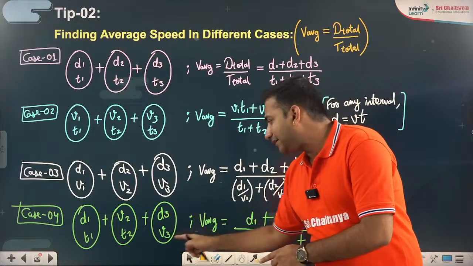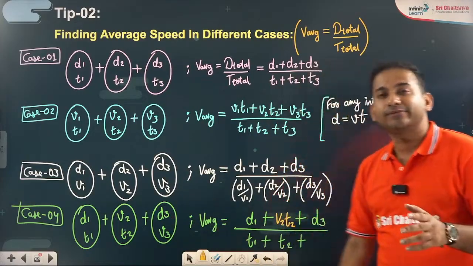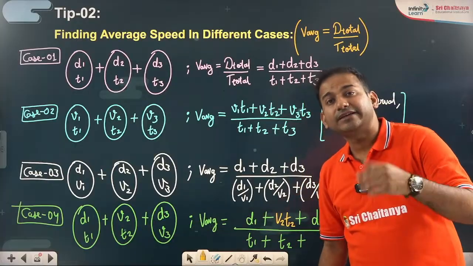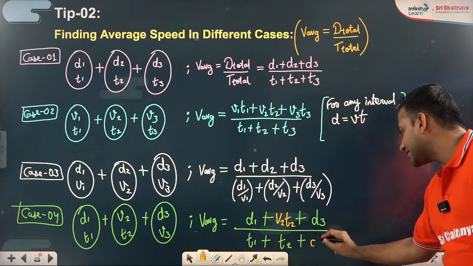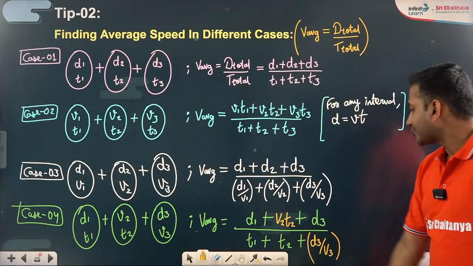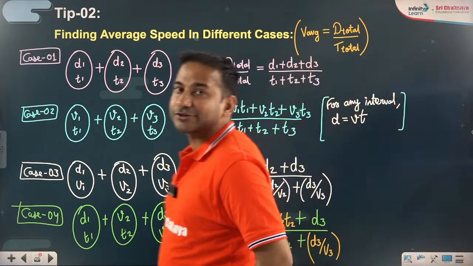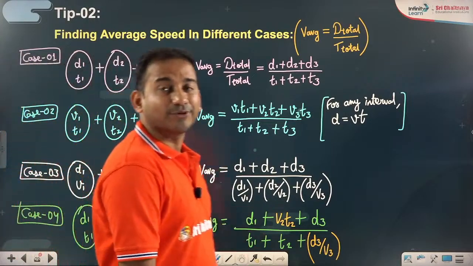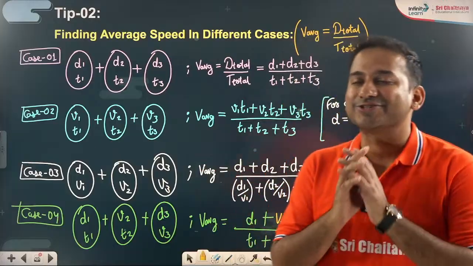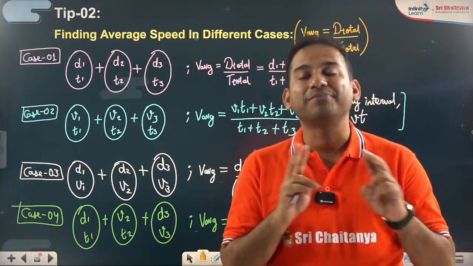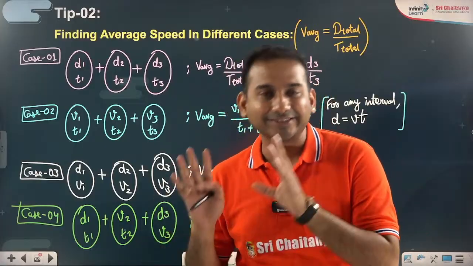And we also need the time for the third interval. Distance is given by speed into time, so here time is given by distance by speed, which is d3 by v3. So after understanding the language of the question, you can draw this type of diagram and then stick to the same formula that average speed is always given by total distance traveled by total time taken.